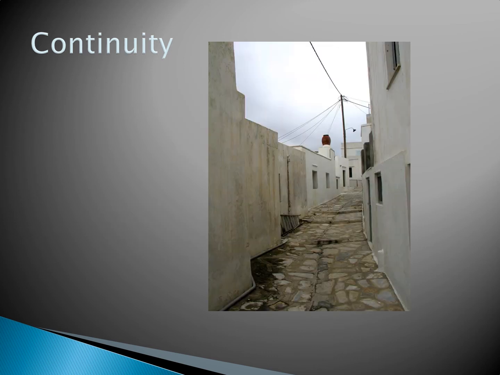This is also continuity, just this alley here, because your eye is going to naturally follow, right, the bend, the curve in the road.